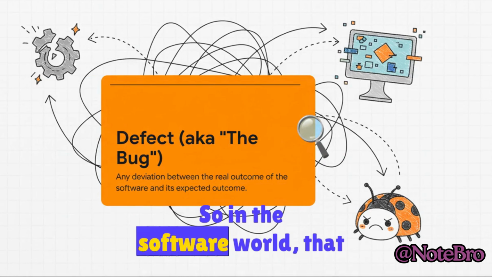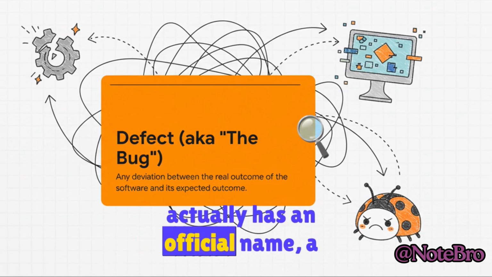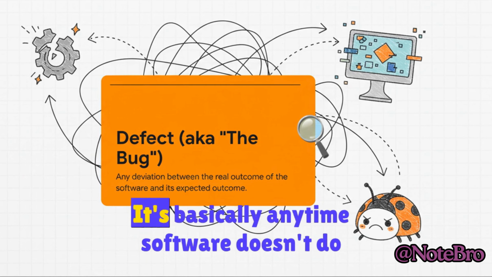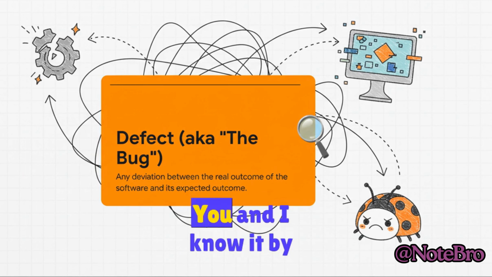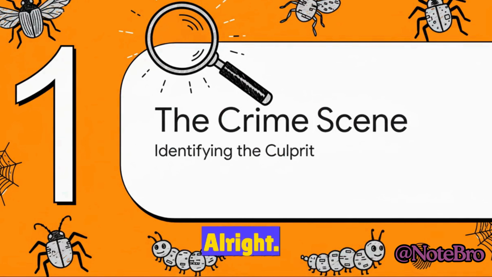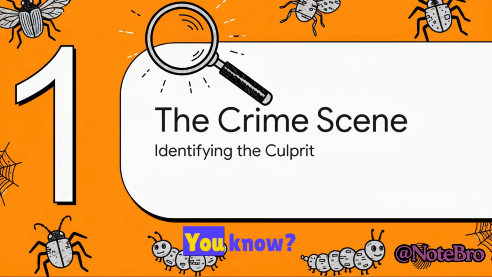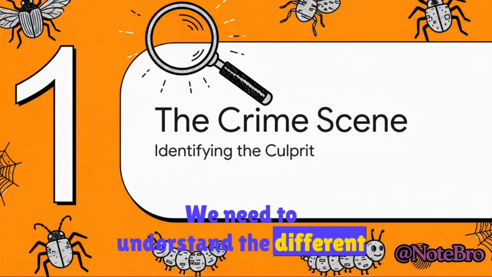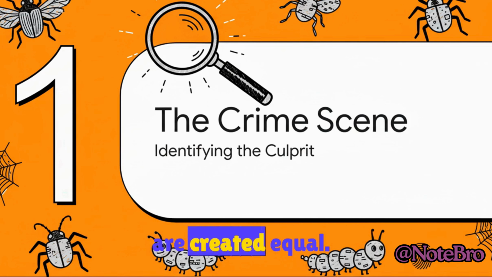So in the software world, that little moment of pure frustration actually has an official name, a defect. It's basically anytime software doesn't do what it's supposed to do, but let's be real. You and I know it by its way more famous nickname, a bug. All right, so first things first on this bug hunt, we gotta survey the crime scene. We need to understand the different kinds of culprits we might find. Because believe me, not all bugs are created equal.